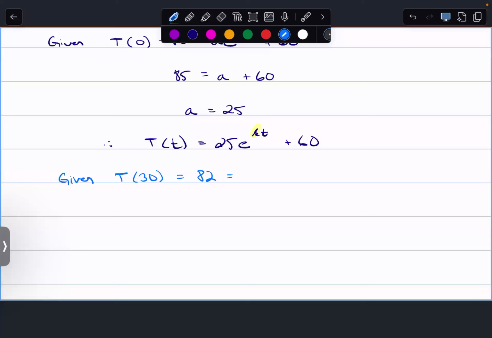A is still 25, e to the k times 30 plus 60. I want to isolate the exponential function. I'm going to rewrite it as e to the 30k just because it looks a little bit nicer. But besides that, I'll move this 60 over to the 82, and I get 22 on this side is 25 e to the 30k. Oops.